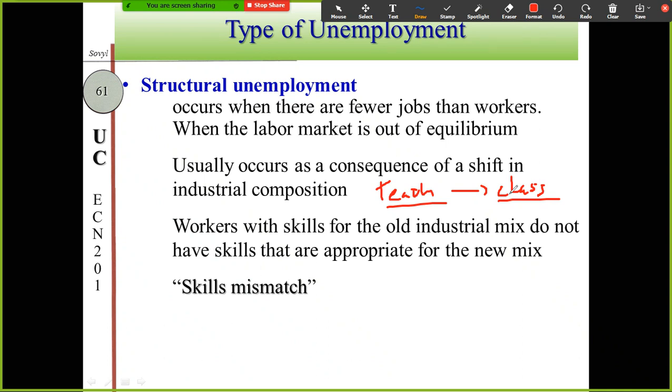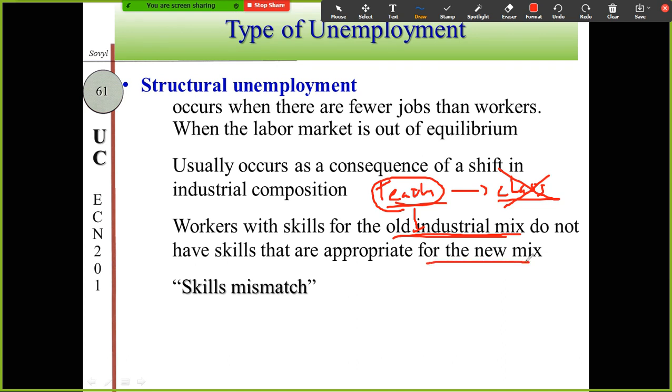But during COVID-19, there's no physical class, only online class. For example, some teachers have an old skill mix. They don't know how to use technology to deliver online classes, so the school may not employ them anymore. That's why they become unemployed. Why? Because they have an old industrial mix. They have old skills, but now business needs new skills.